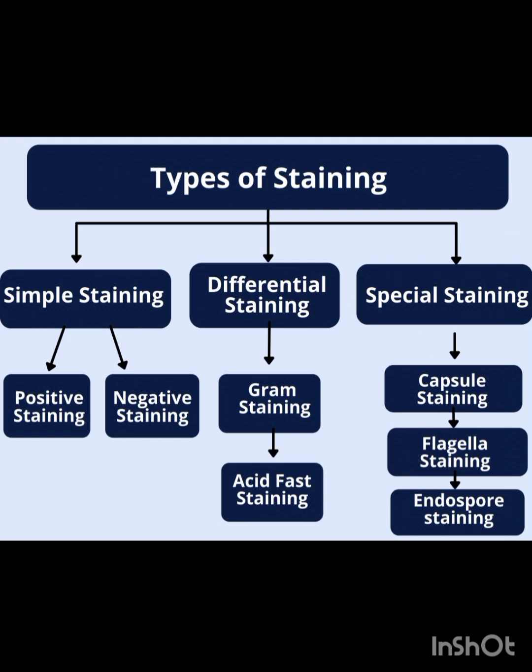In simple stain, there are two types, positive staining and negative staining. In differential staining, there are also two types, gram staining and acid fast staining. And special staining is of three types: capsule staining, flagella staining, and endospore staining.